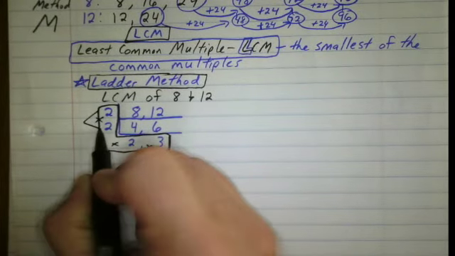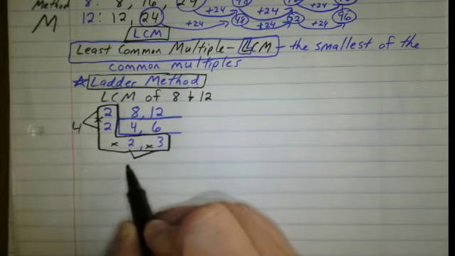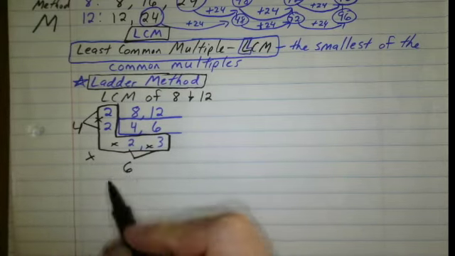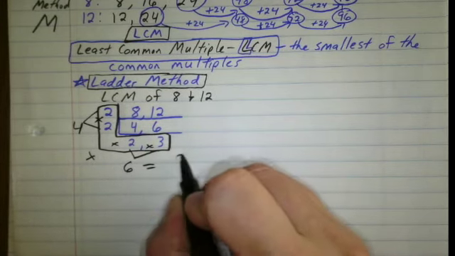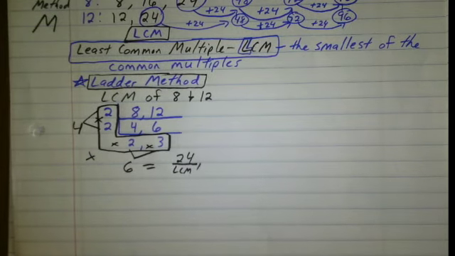So 2 times 2 is 4. And then down here, 2 times 3 is 6, but I still have to take 4 times 6, so that would equal 24. 24 is the LCM. What would be the next one that they have in common?